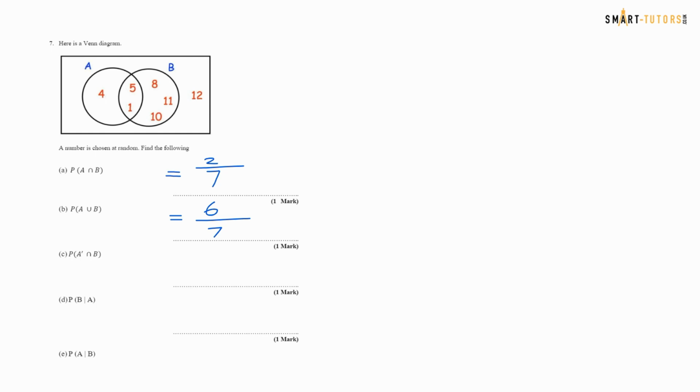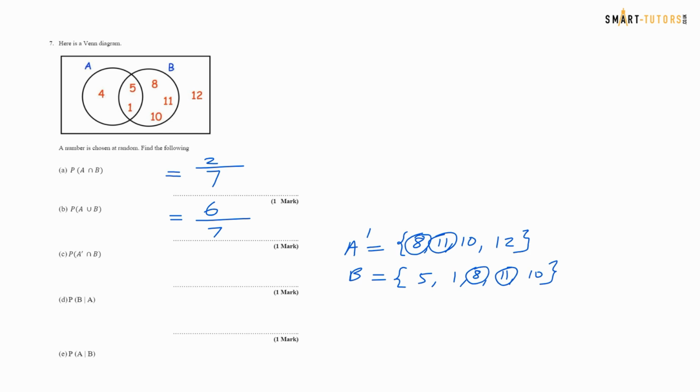Probability of A dash. Careful, A dash means not A. So which is not A? 8, 11, 10 and 12. So 4 numbers is A dash, and B is 5, 1, 8, 11, 10. So what is the intersection? 8 and 8, 11 and 11, 10 and 10. 8, 11, 10 is the intersection. So 3 out of 7.